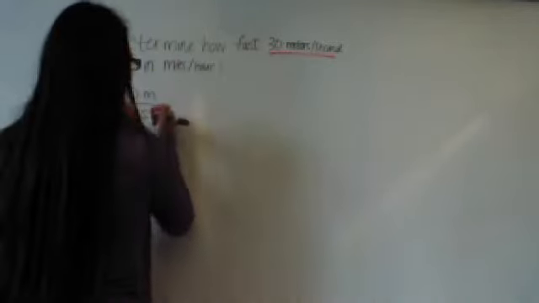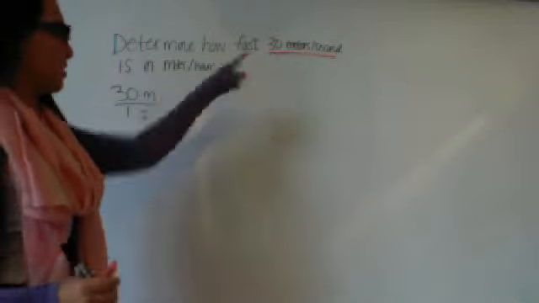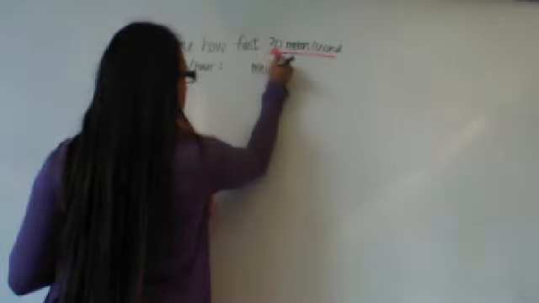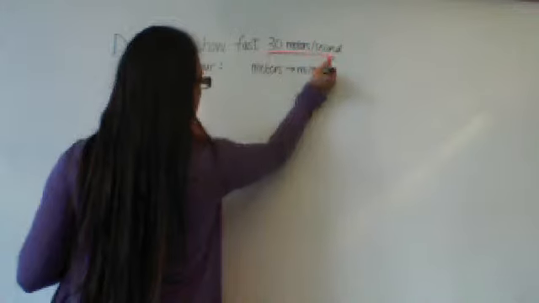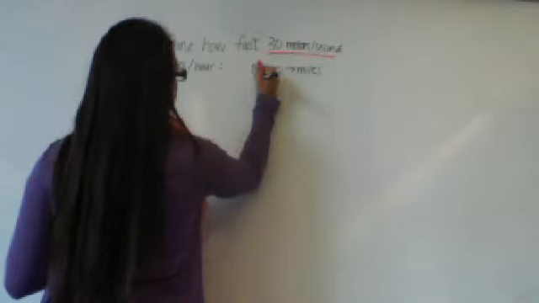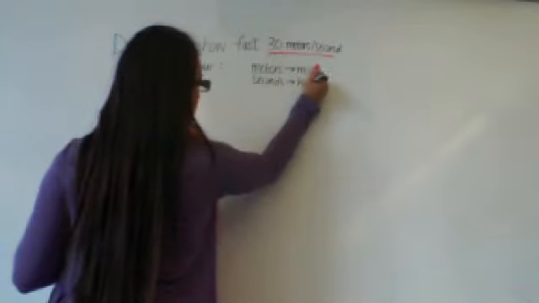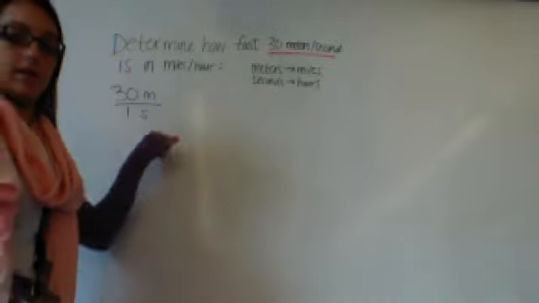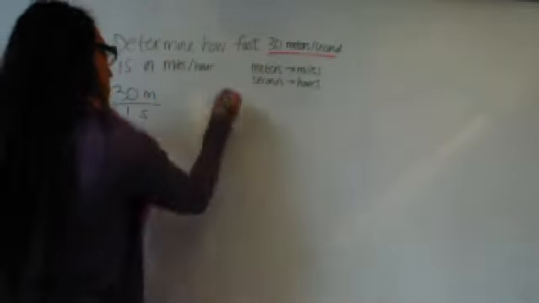So we want to convert meters into miles, and we want to convert seconds into hours. So let's write that. We want meters to go to miles. We want seconds to go to hours. So we have 2 conversions. We have to convert this unit and this unit. So we can start with the first one. So we'll do meters to miles first.